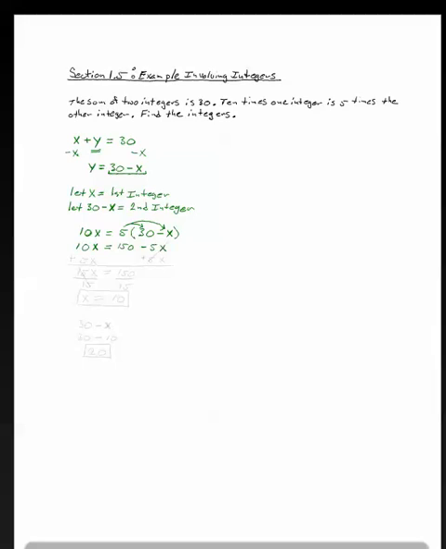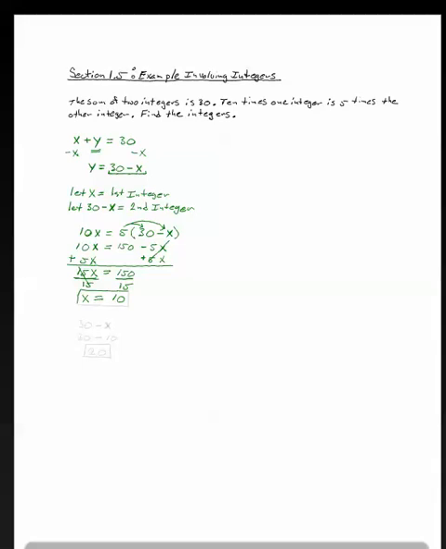Now I want to get the x's on one side of the equation, so I add 5x to both sides. That's going to give me 15x on this side equals 150, and then minus 5x plus 5x cancels. Now I've got 15 times x, so in order to get rid of the multiplication of 15, I have to divide by 15. 15 divided by 15 is 1, so we get 1x, or just x, equals 150 divided by 15, which is 10.